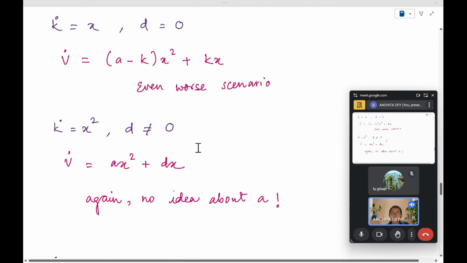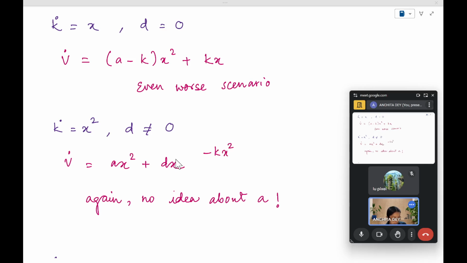Now we move on to the next option. We have k dot equal to x square. That's very good. But now d is not equal to 0. So then your v dot is equal to ax square plus dx, because you had the minus kx square plus kx square terms, which both get cancelled, and you are left with only this. And again, you know that there is a bound on d, so maybe if a plus d was something negative, you would have been able to comment something about v dot, but you have no idea about a, right? So you can do nothing.